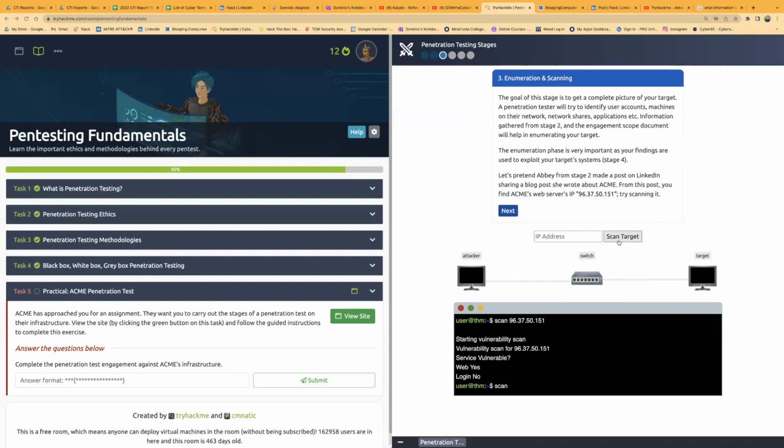Boom. Now they're saying we did the vulnerability scan on this IP address. They were saying they have a web service that's vulnerable. So then we'll go to next.